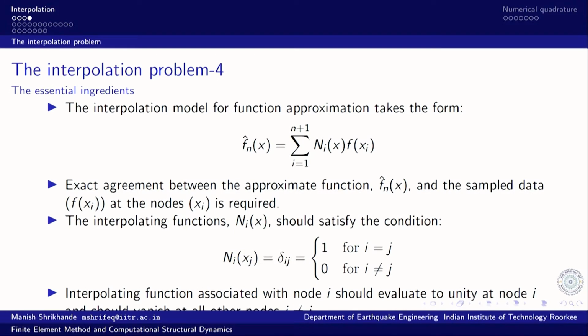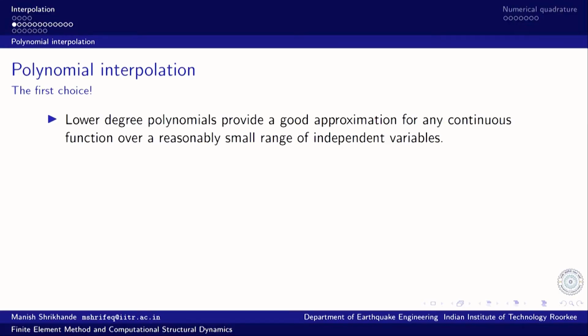So, that is the general basic idea about interpolation. Now, we come to a very specific form of interpolation, that we call polynomial interpolation, and I call it the first choice. Polynomial interpolation is always the first choice. Why? Because it is very easy to create. Polynomials are an infinite family.